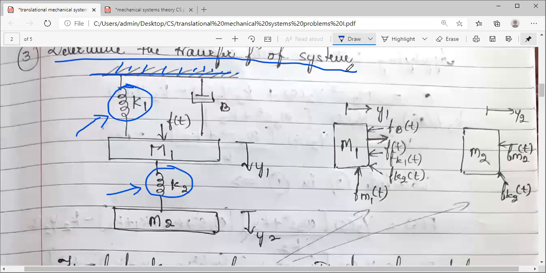K1 is, yes, Sumaya. Very good. K1 spring, its one end is fixed, the other end is free. But for the K2 spring, both the ends are free. So this is very important, because when you write equations, accordingly, if one end is fixed the equation will change, and if both ends are free the equation will be different. So it's very important. Please observe that.